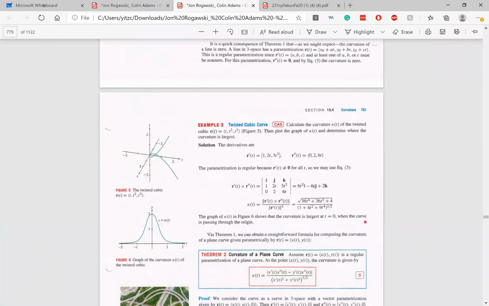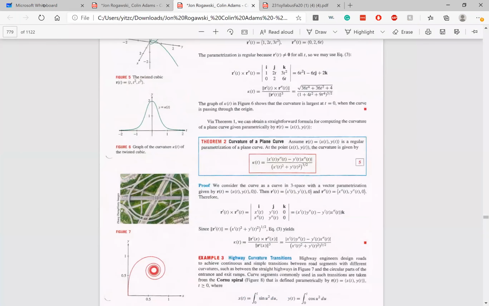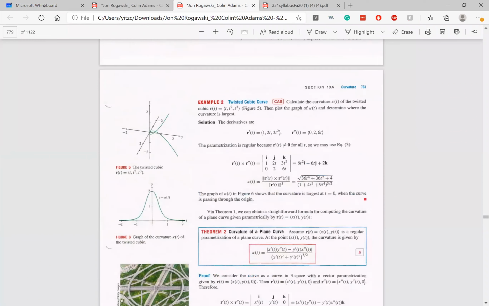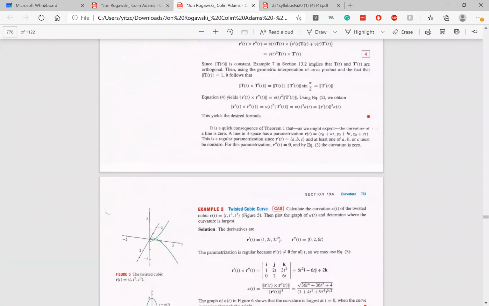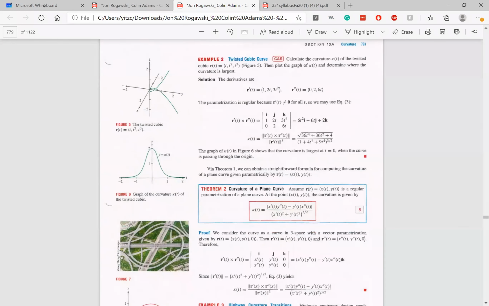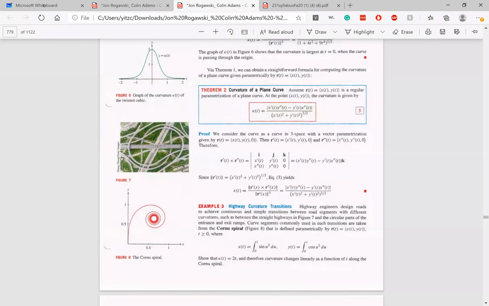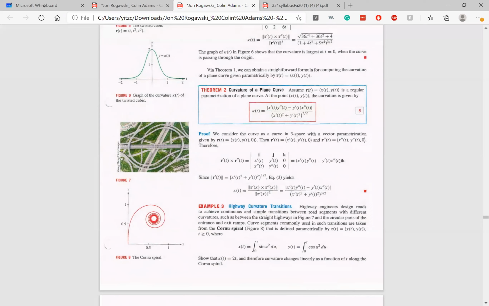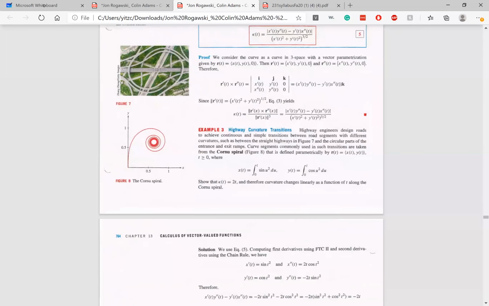the next thing is that they give us the formula of the curvature of a plane curve, but you don't actually need to know this formula. You can just use the above formula because it's a generalization. This is just for a curve in a plane, a curve with only an x and a y without a z, and that would be the formula, but you don't actually have to memorize that. So I'm going to skip this part.